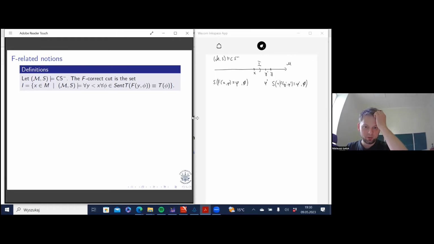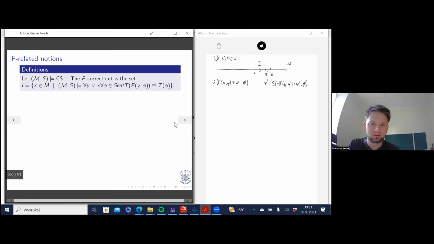Okay, so this is what I mean: if I is the F correct cut, then it is characterized as the longest initial segment so that the satisfaction class behaves correctly with respect to this propositional construction. Okay, shall I go on? Sure, I think so. Okay.